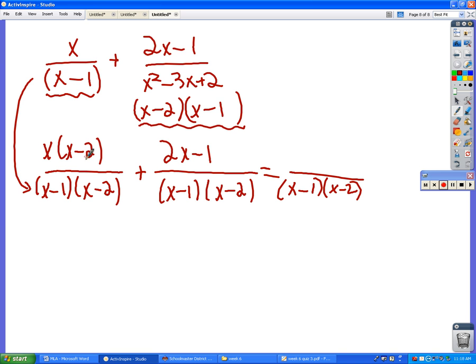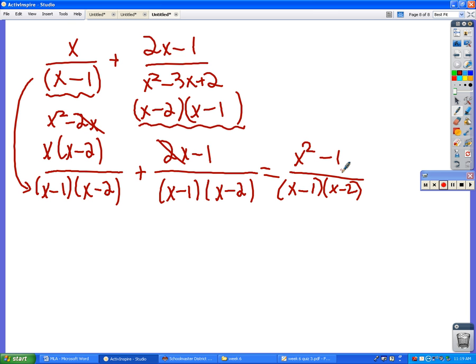Okay, so x times x minus 2 is really x squared minus 2x. The reason that I distributed that first is because if I go x squared minus 2x plus 2x minus 1, what happens to the minus 2x and the plus 2x? They cancel. So really what I get on the top of here is x squared minus 1.